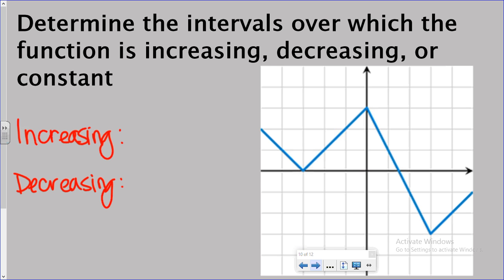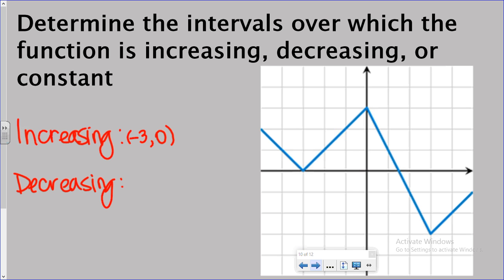From left to right, where does this graph begin to increase? Right here? Okay, so we're going to talk about the domain. Which x value is that? -3. So we are increasing from -3 up until x equals 0 because here we change directions. Okay, so from -3 to 0 we are increasing.